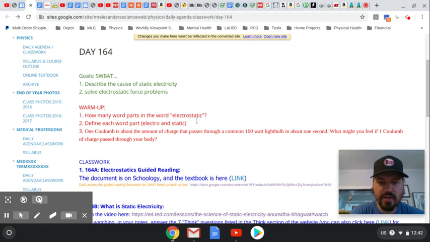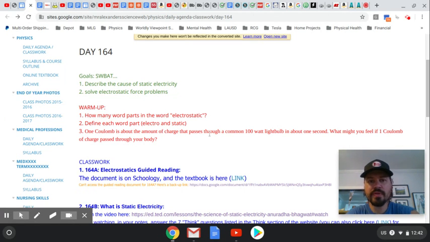Next part, a Coulomb. So a Coulomb is a unit of charge. It's named after a person. Coulomb was his last name. And so the Coulomb is about the amount of charge that passes through a 100-watt light bulb in about a second. Now, a 100-watt light bulb, we're talking about an incandescent bulb.